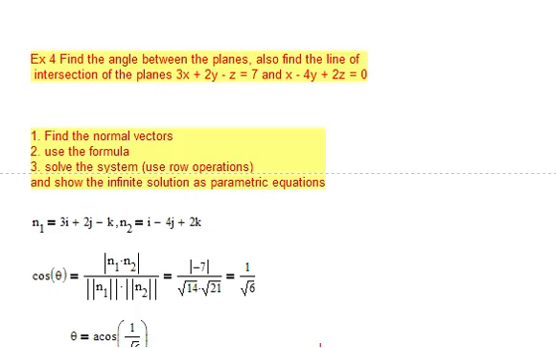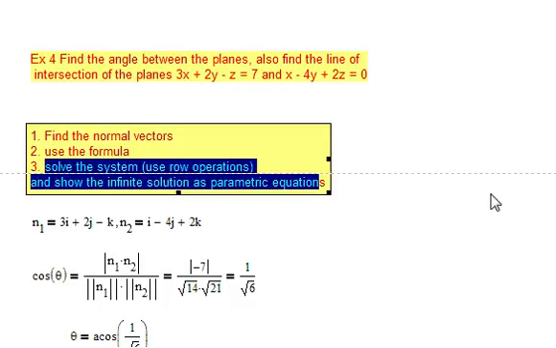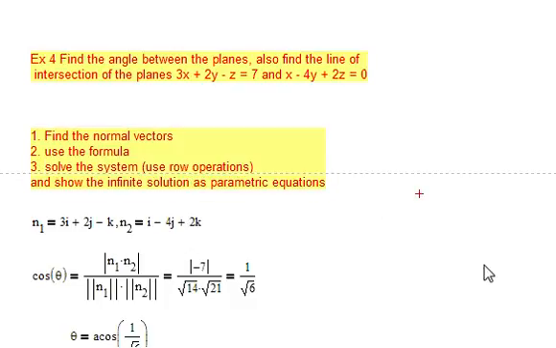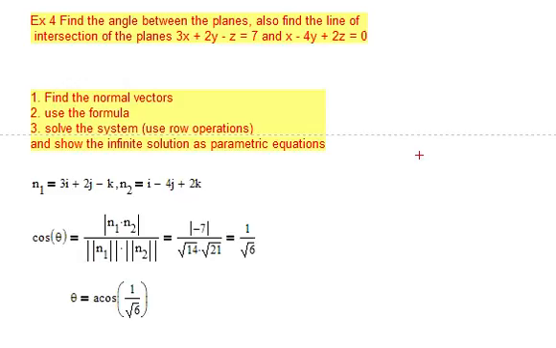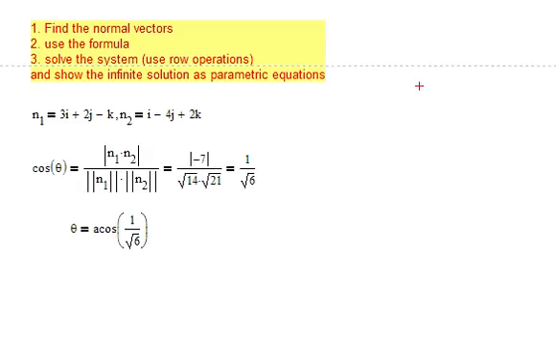Now, how do you find the line of intersection? Because if these two planes intersect, they intersect in a line. How do you find that line? We will do this by solving a system of equations that has an infinite solution set. And if we show the infinite solution set as parametric equations, then we in fact have found our line of intersection. So here's the story.